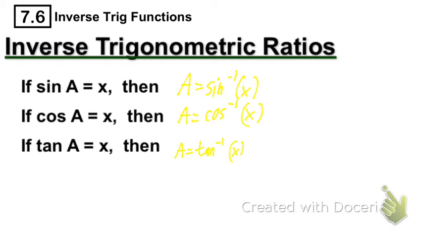So these are our three inverse trig functions. Notice, did we mix them up and say inverse sine goes with cosine? No, we didn't. Inverse sine goes with sine. Inverse cosine goes with cosine. Inverse tangent goes with tangent.